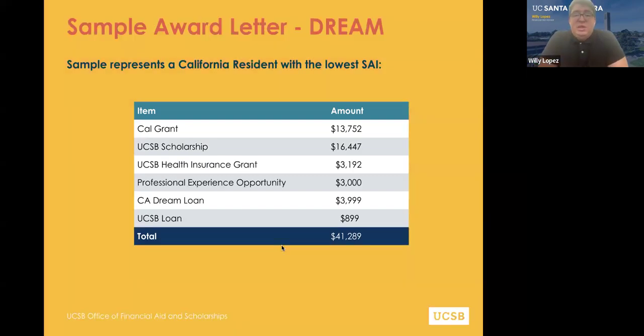And then on this next slide, you see that the award letter is very similar to the FAFSA recipient, but this is for a Dream recipient who is a California resident with the lowest SAI. So they still get the Cal Grant. They get an additional UCSB scholarship to cover the amount of Pell Grant that they would normally be eligible for if they were a FAFSA recipient. Then they get the health insurance grant as well, and a professional experience opportunity, which is the name for federal work study but for CADA recipients. And then we also offer the California Dream Loan and UCSB loan to cover the other expenses listed on here.